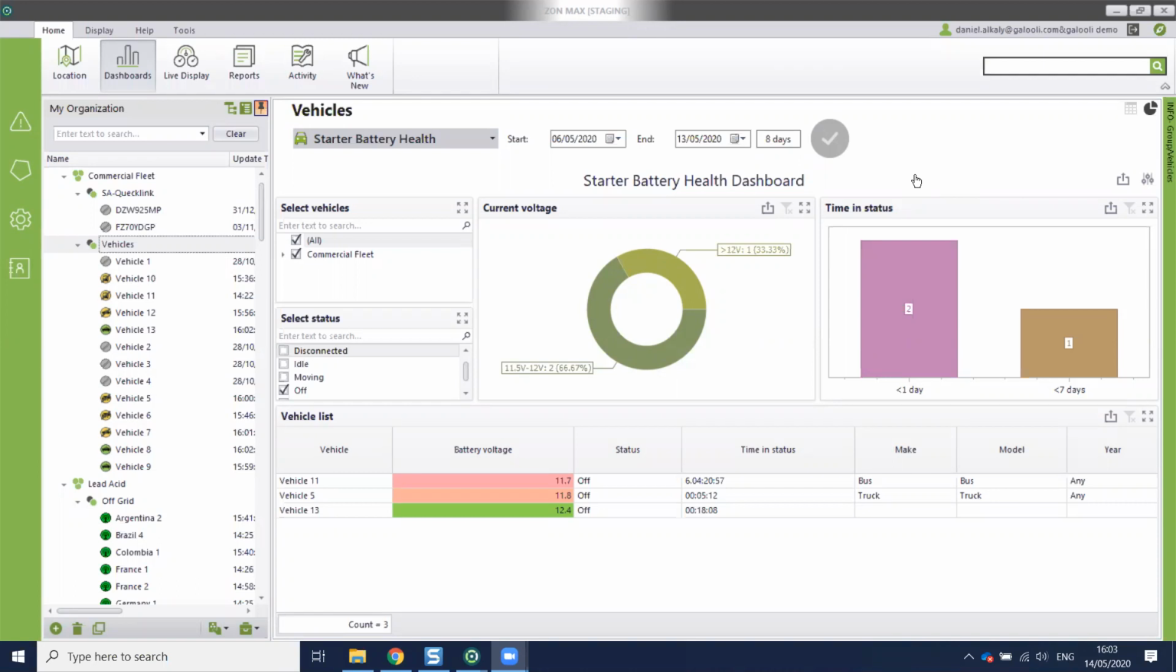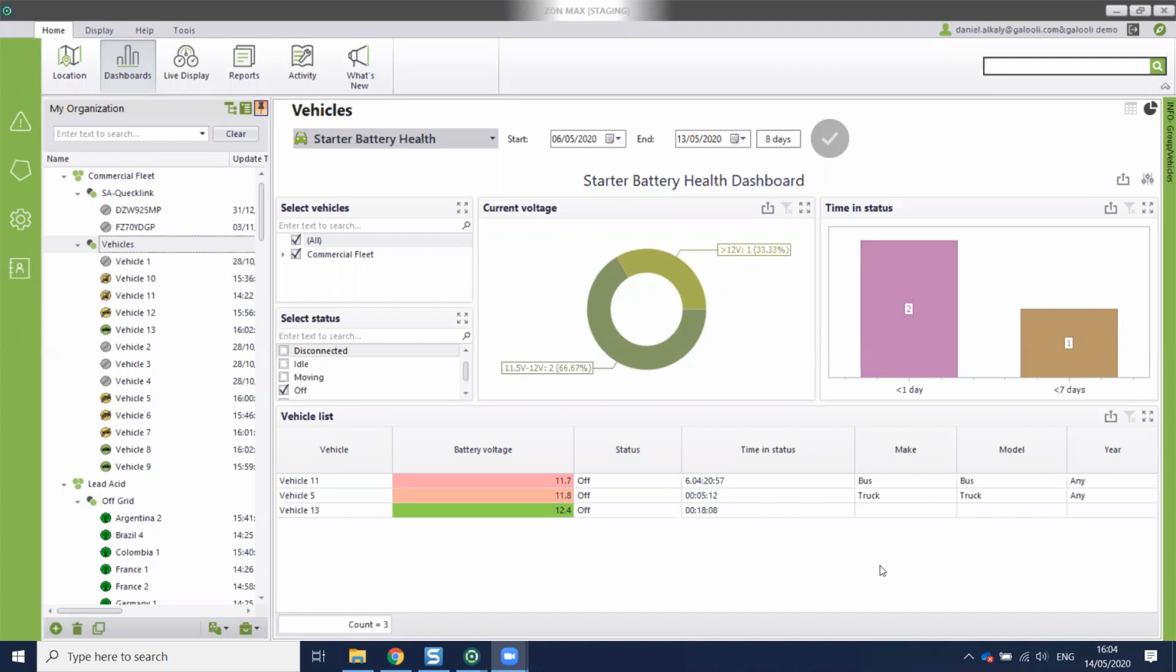Can you see the location of the disconnected battery on the map from the dashboard? No, we do not have a connection between the dashboard and the map. You can head over to a report, and you can set up a detailed report with voltage, and there you can see a map location with the disconnection.